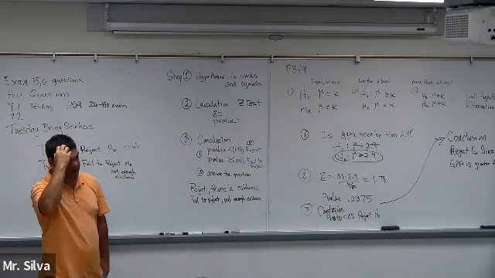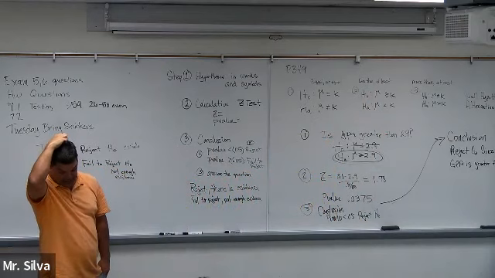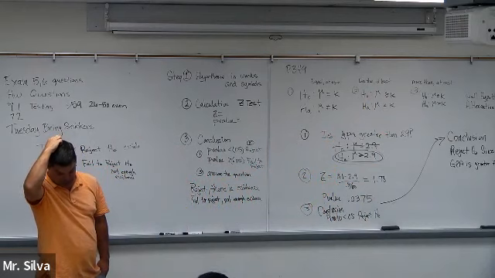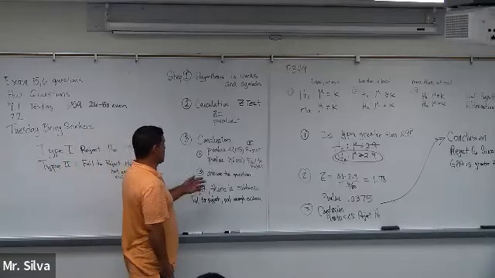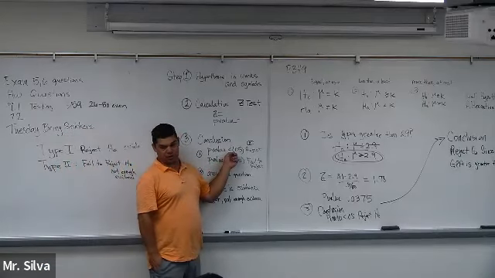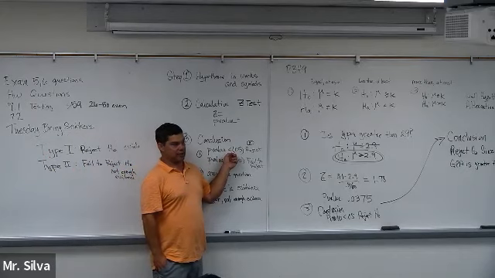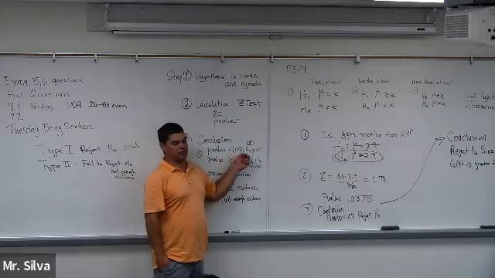I look up a z-score of negative 2.98 and I get a p-value of 0.0014. Conclusion. So right here, the p-value is below 0.05. Reject H0. So this is a little bit different.